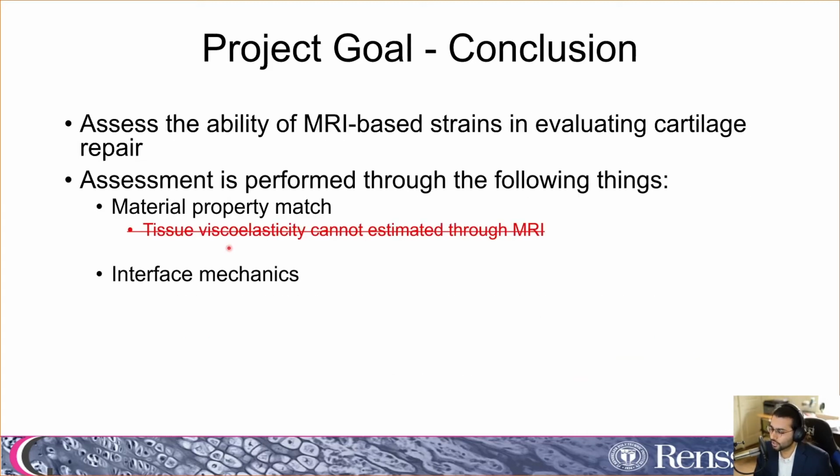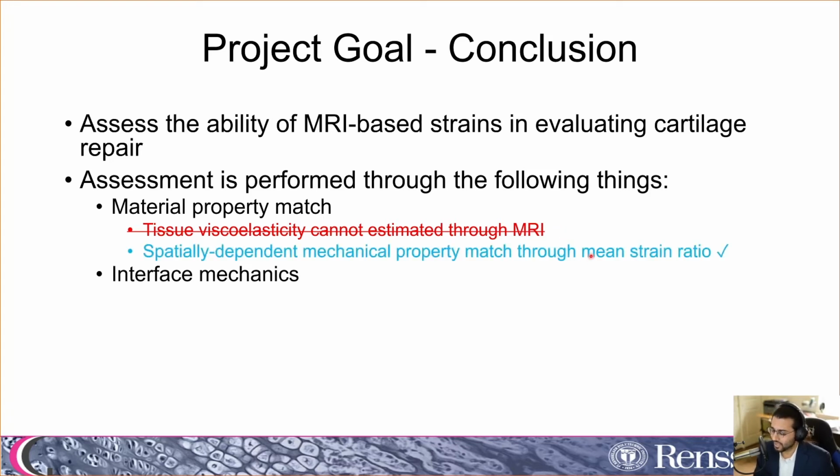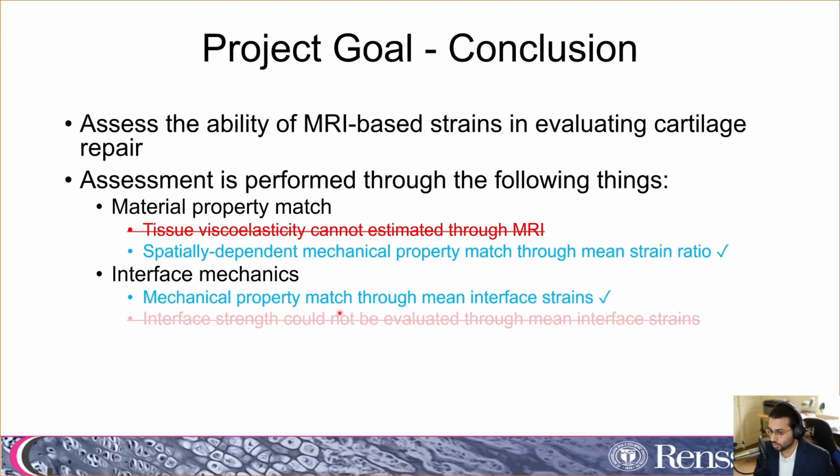We found that tissue viscoelasticity just can't be measured by an MRI acquisition. There's just not enough signal there for us to make that assessment. But we can use the mean strain ratio to assess spatially dependent mechanical property differences. We can also look at interface mechanics, and we find that interface strains do actually tell us information about mechanical property match, but they don't tell us anything about the actual repair of the interface itself.